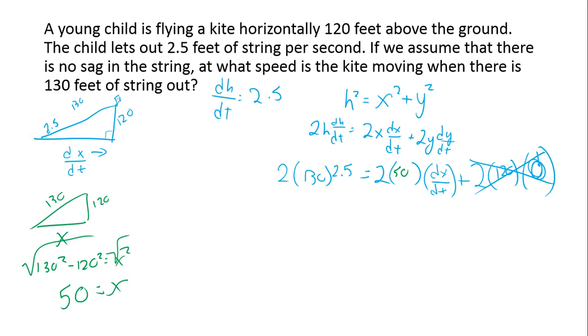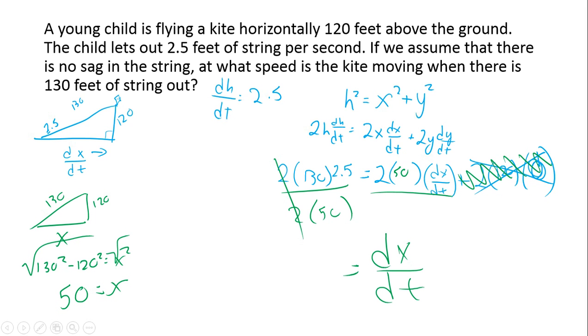Now since this is 0, we forget about this. This is gone, that y part. And now we're going to divide by 2 times 50. The 2's cancel. Dividing this through, we get our dx over dt, or the change in the horizontal, is equal to 6.5. And then we're going to have feet per second as our speed.